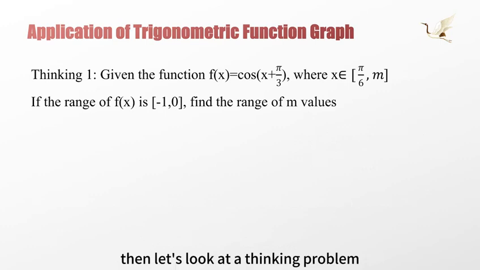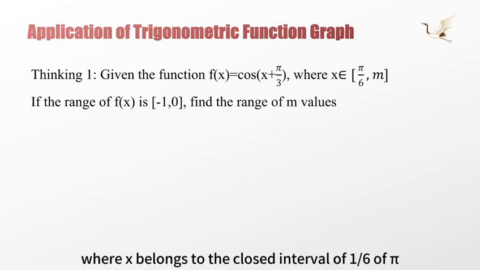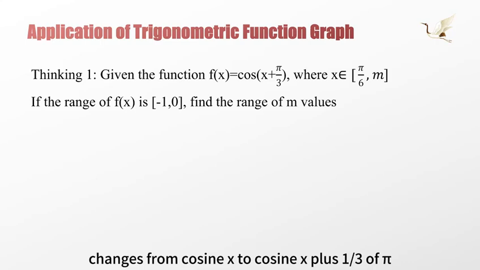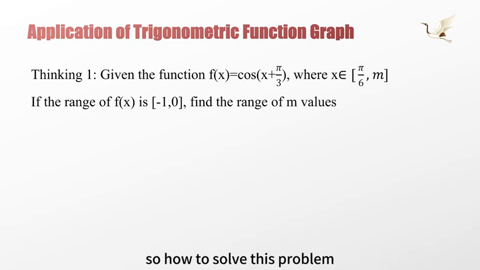Then let's look at a thinking problem. It is known that the function f(x) is equal to cosine of (x plus 1/3 of pi), where x belongs to the closed interval of 1/6 of pi to m. If the value range of f(x) is the closed interval from -1 to 0, find the value range of m. Compared with example 2, the function in our problem changes from cosine x to cosine of (x plus 1/3 of pi). So how to solve this problem?